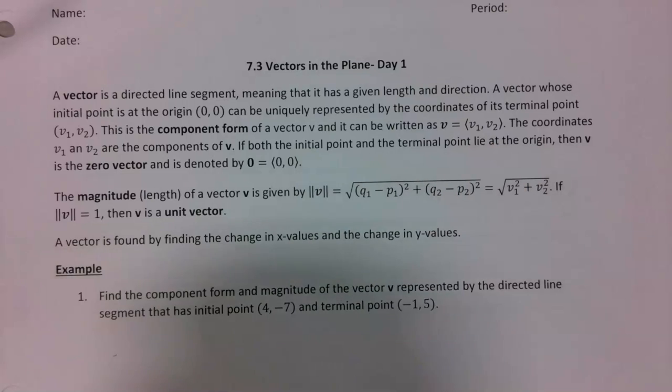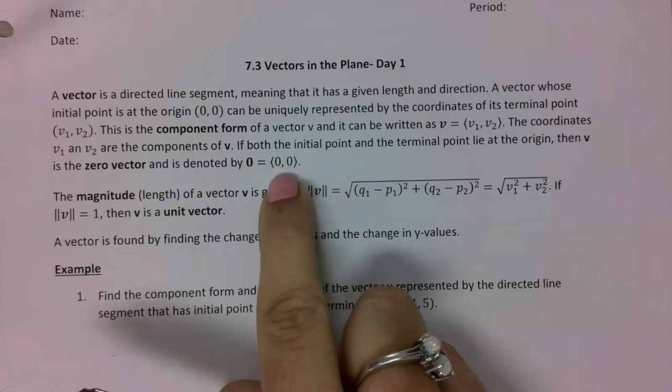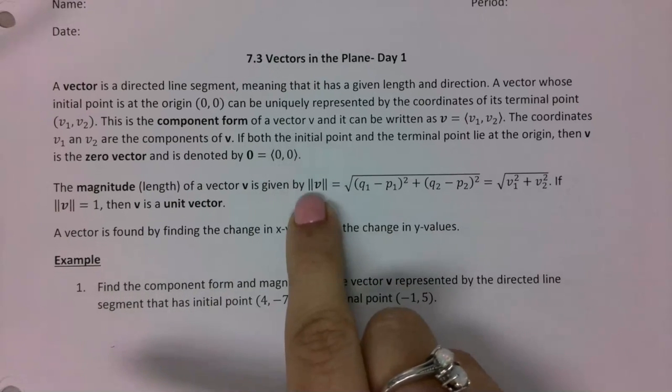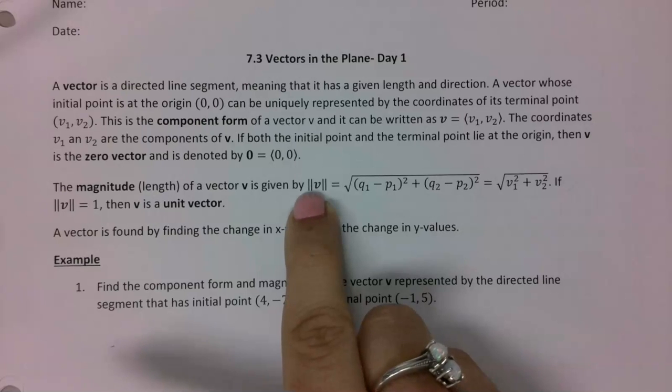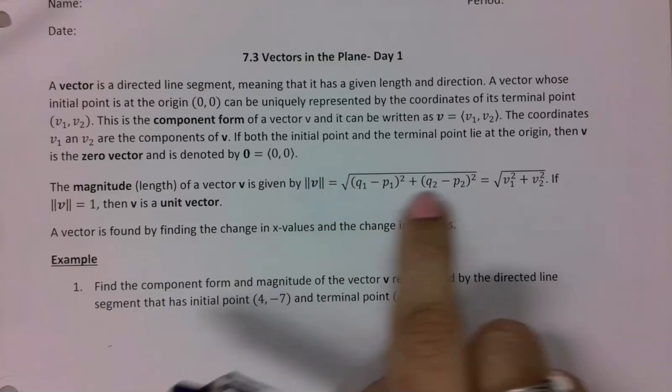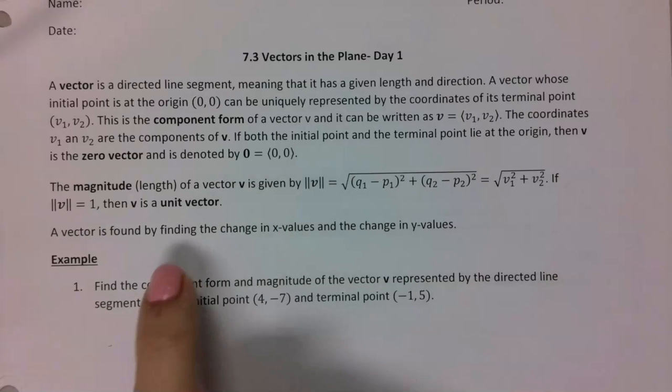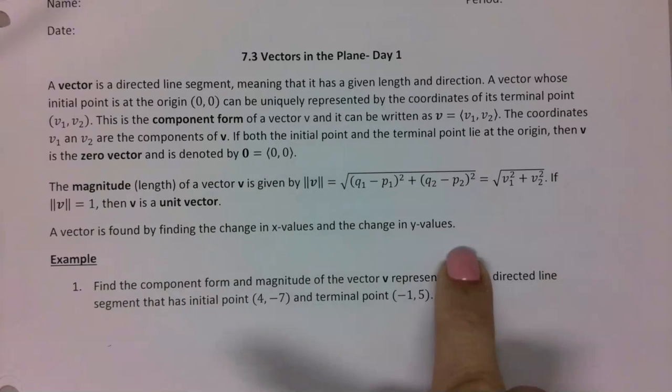So if I have 0, 0, this is telling me it's a 0 vector. And then the magnitude of a vector has these double absolute value looking symbols. This is telling me the distance of the vector, which is found by using the distance formula. And then a vector is found by finding the change in x values and the change in y values.